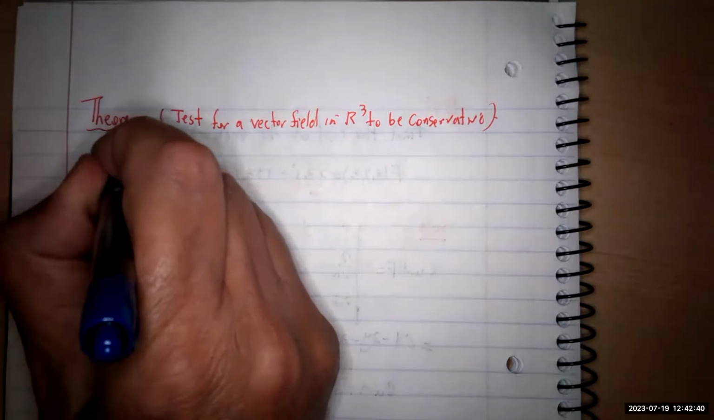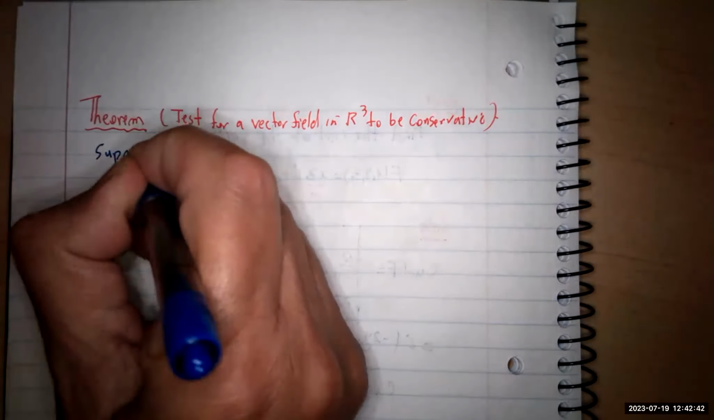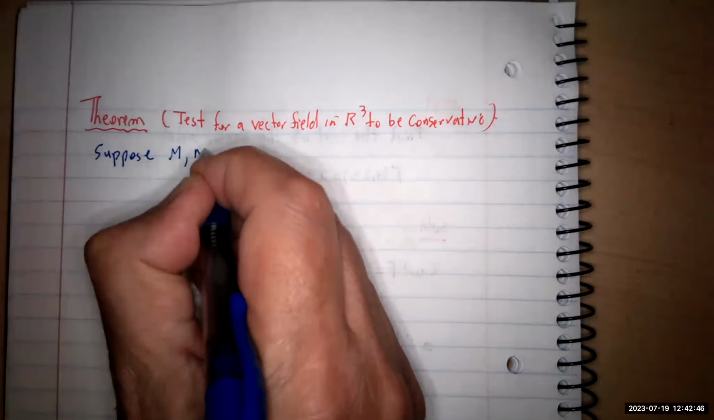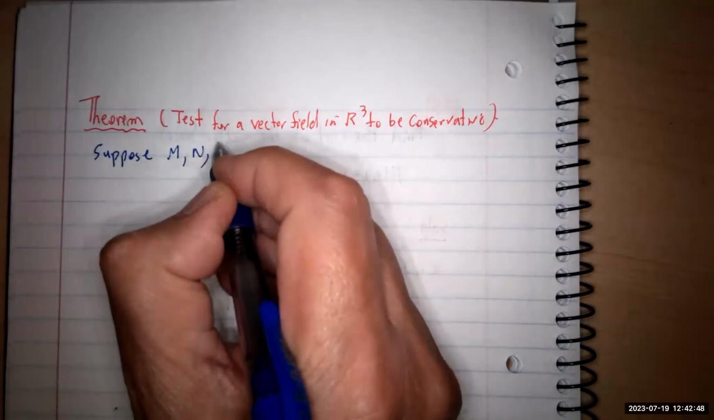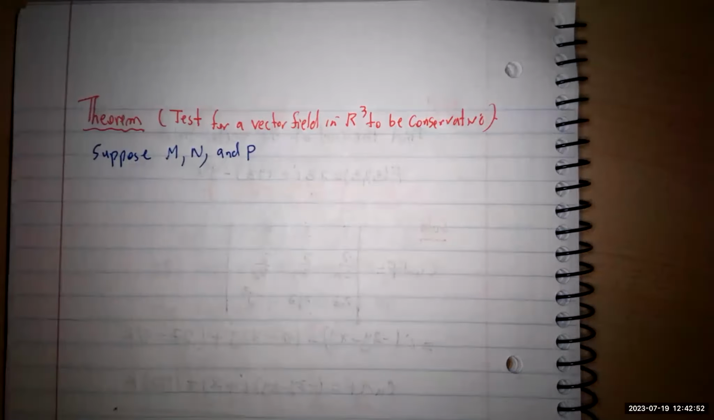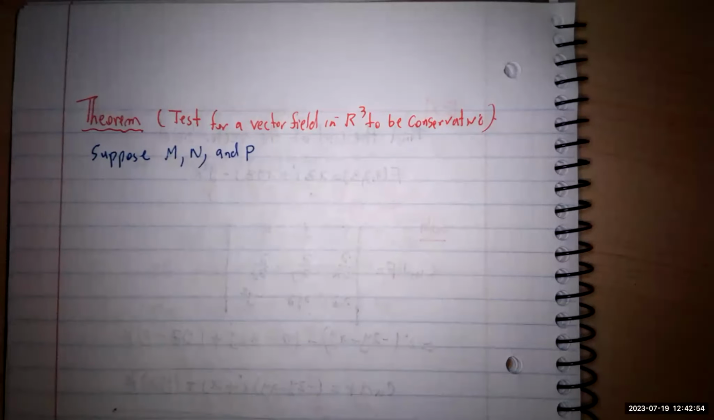Suppose M, N, and P. We know where they are coming from: they are component functions of the vector field. Suppose they have continuous partial derivatives. You need continuous partial derivatives so that you'll be fine with this, regardless of the order of the second derivative.